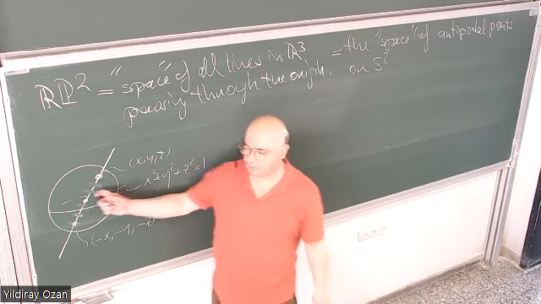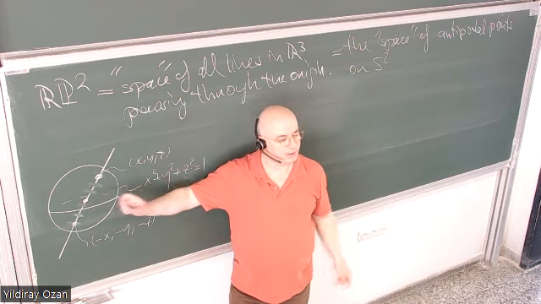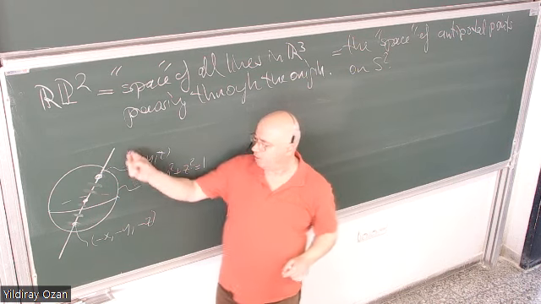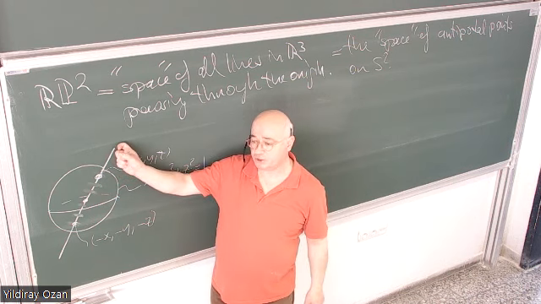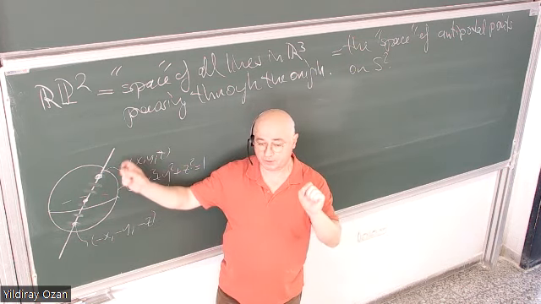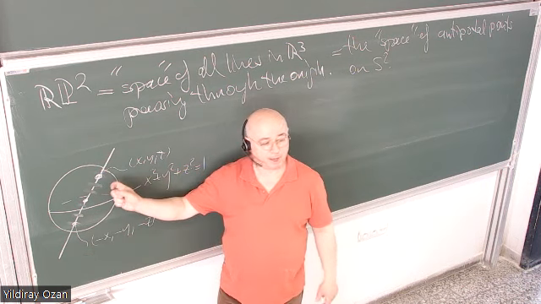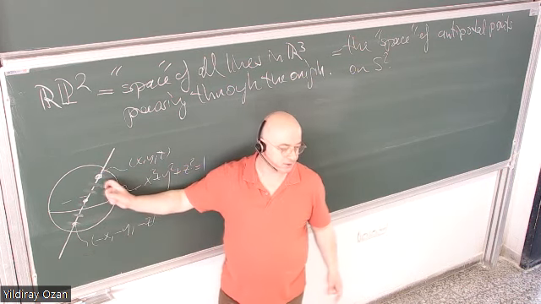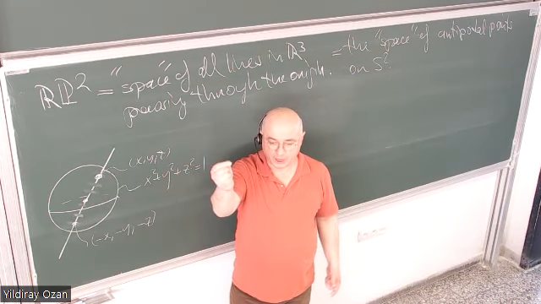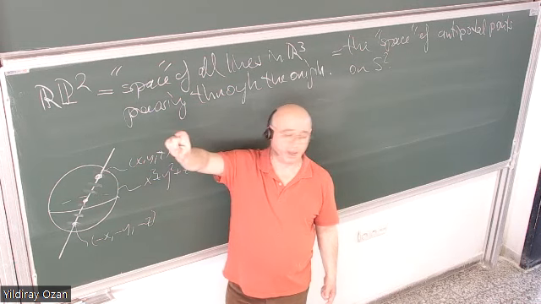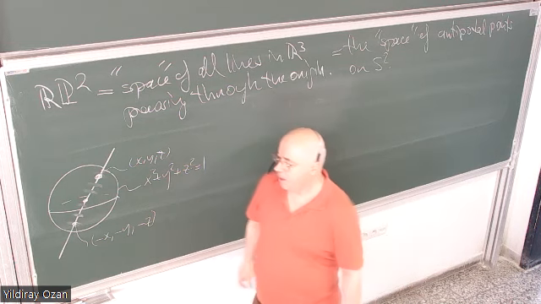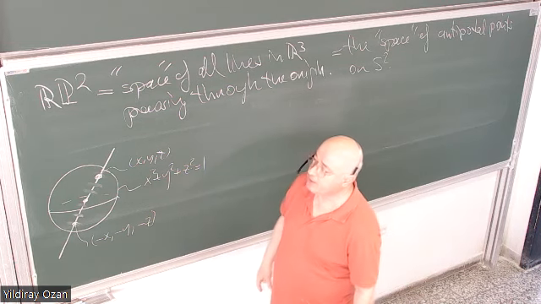Yani o zaman bizim projektif uzayımız küredeki noktalar gibi, ama şöyle bir sıkıntı var. Bizim projektif uzayımızın her bir elemanı bir doğru, right? Every point of our projective space is a line, but this line gives us 2 points, right? So that's not a good representative. You have one object, but that corresponds to a pair of points, not a single point. Okay?